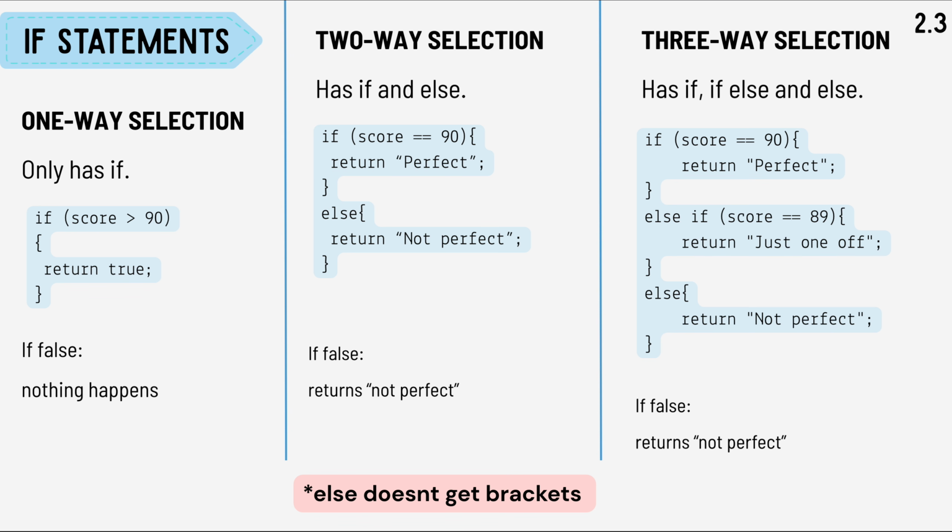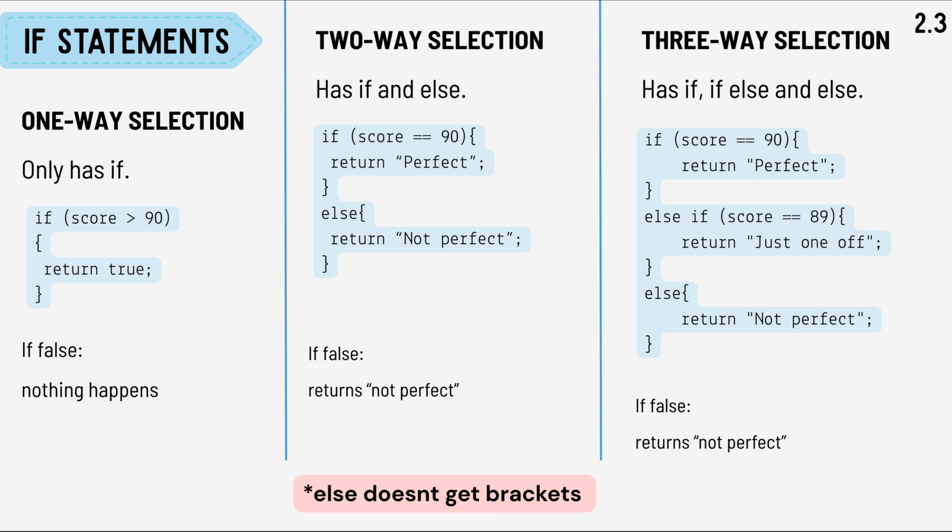Next is if statements. This is a conditional statement. A one-way selection has an if with a condition, like a score is greater than 90 in brackets, and it returns whatever is there. The second one has if and else, so it's going to have else return not perfect. Else never gets brackets. So if a code comes out and asks what's the error over here, and you see brackets for else, that was probably the error.